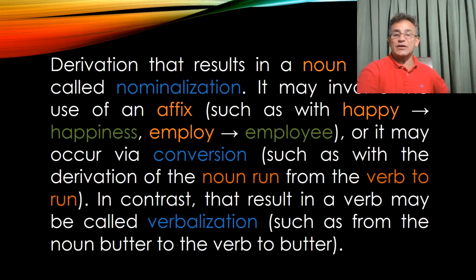To finish, derivation that results in a noun may be called, grammatically, nominalization. It may involve the use of an affix, such as with happy, happiness, and employ, employee, or it may occur by conversion, such as with the derivation of the noun run from the verb to run. In contrast, the result in a verb may be called verbalization, such as from the noun butter to the verb to butter.